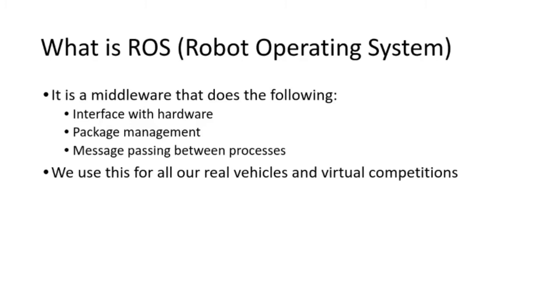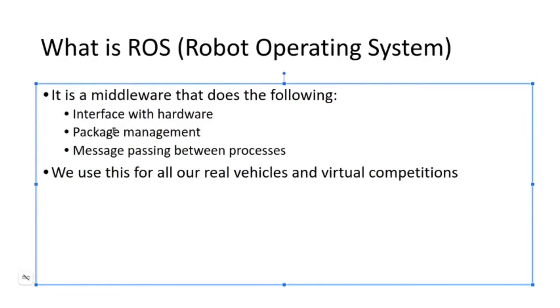So basically, what is ROS? It's a middleware that does the following stuff, right? It can interface with hardware, it can manage packages, and it can pass messages between different processes. A middleware is something that I've heard referred to as software glue. It's a way that you can communicate between different softwares and have them work together. And when it says package management, a package is basically just a collection of code that does one thing.